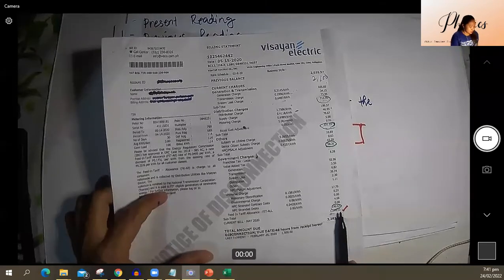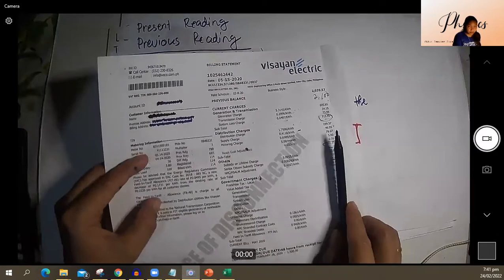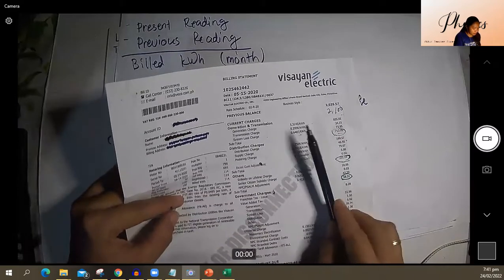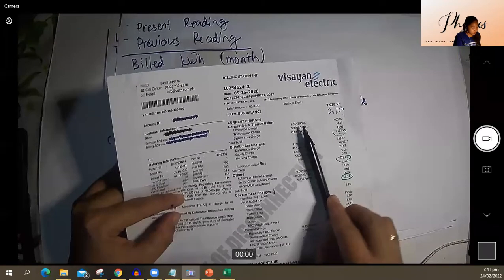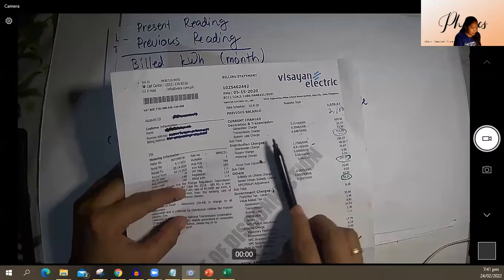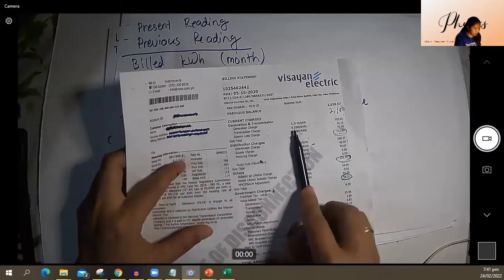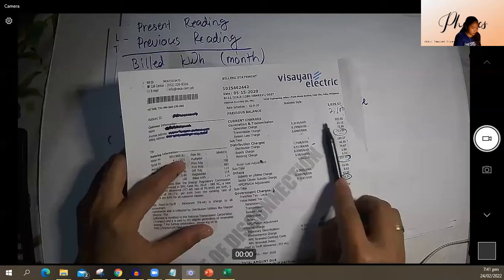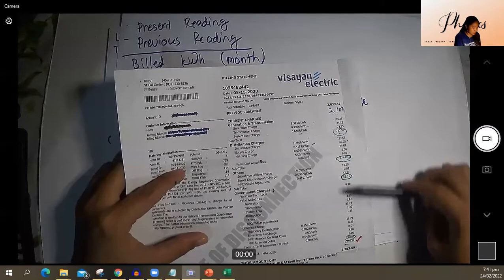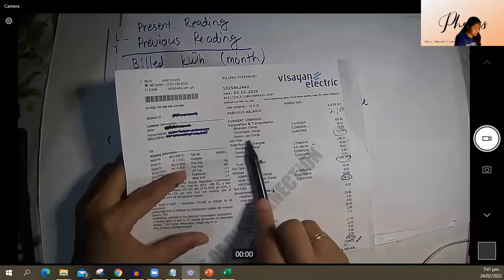so that we can get our total bill for the month. As you see, we have already here the result for 114 kilowatt hour multiplied by 5.3145 per kilowatt hour. It shows us already the result, which is 605.85. And then the next one is transmission charge, 114 multiplied by 0.2996 per kilowatt hour, we have 34.15. So all of them are already in peso unit, in this column here.